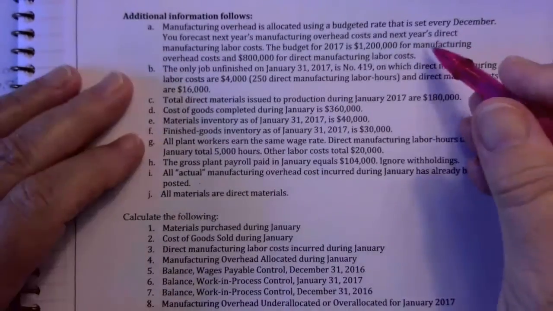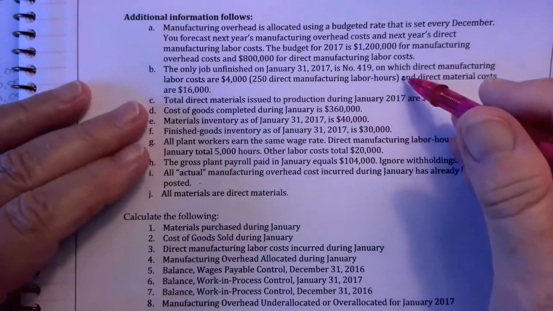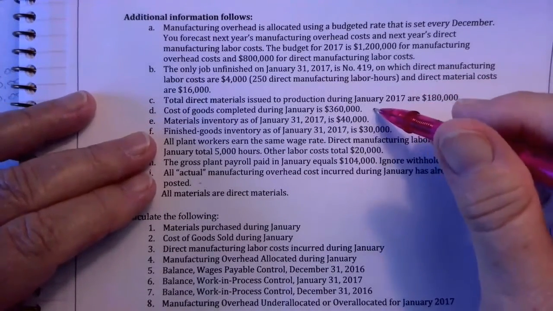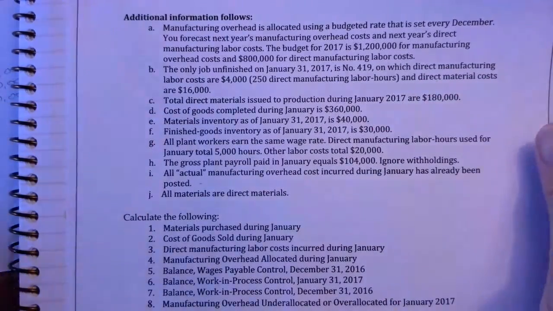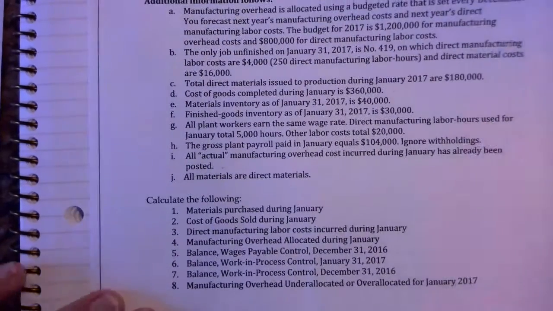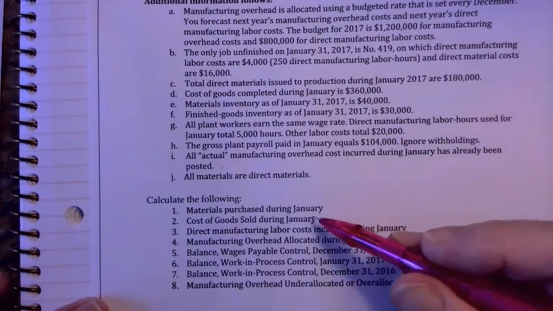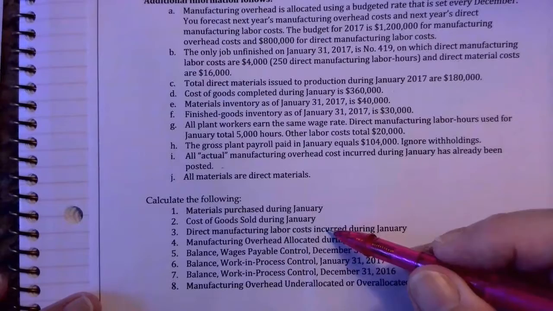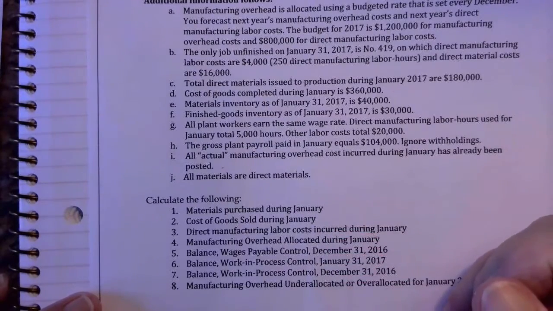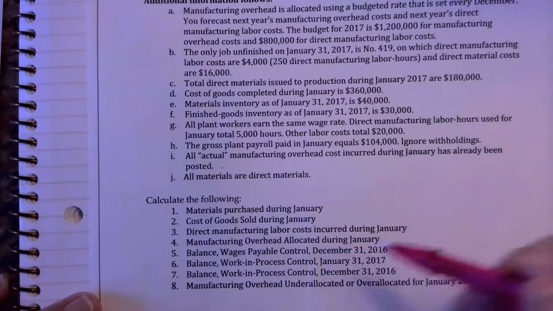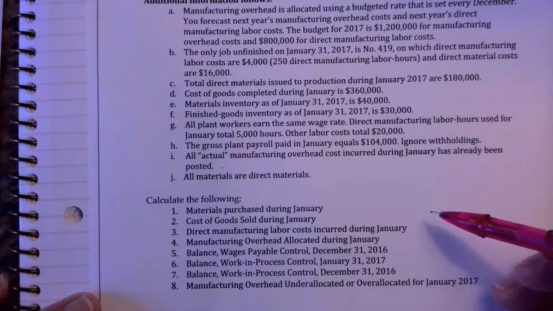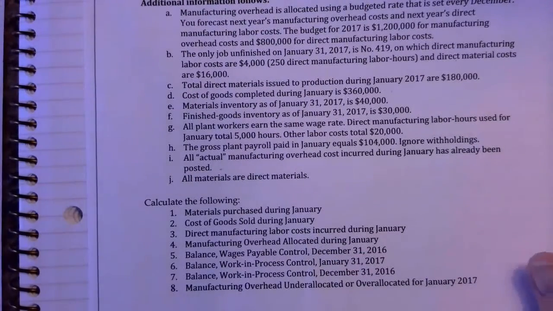I'm going to start out drawing some T accounts. When you look at the information here, we've got an overhead rate that we've got to fix, an unfinished job, direct materials released, cost of goods completed, materials inventory, finished goods. So we need some T accounts. They're looking for materials purchased, cost of goods sold, direct manufacturing labor cost, and so on. The tricky one is this wages payable control, because you're not exactly sure how payroll is being done, but we'll figure that out. So the first thing is let's get some T accounts.